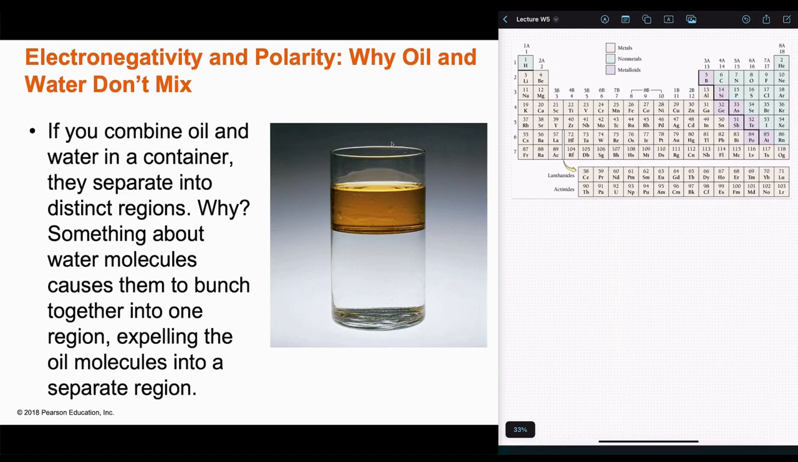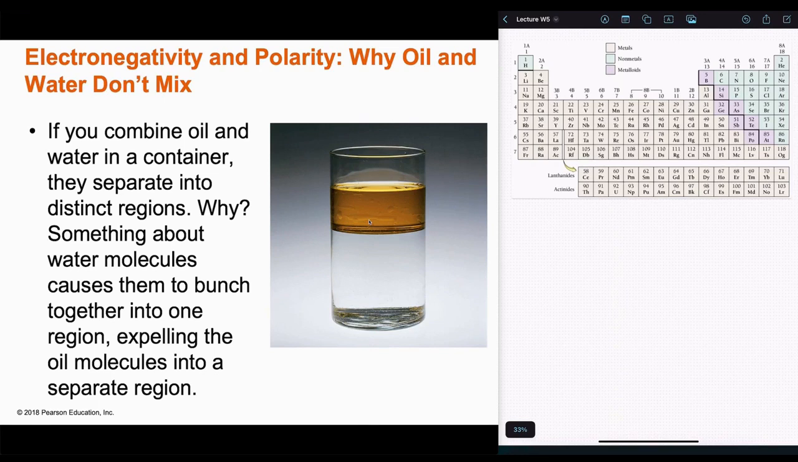This all begins with a phenomenon we see in our daily life: why oil and water don't mix. Here I'm showing you a glass of water with some oil floating on its surface. If you combine the oil and water in a container, they separate into two distinct regions. Have you ever thought about the reason behind this phenomenon? It can be well explained by the electronegativity rule and the polarity theory.